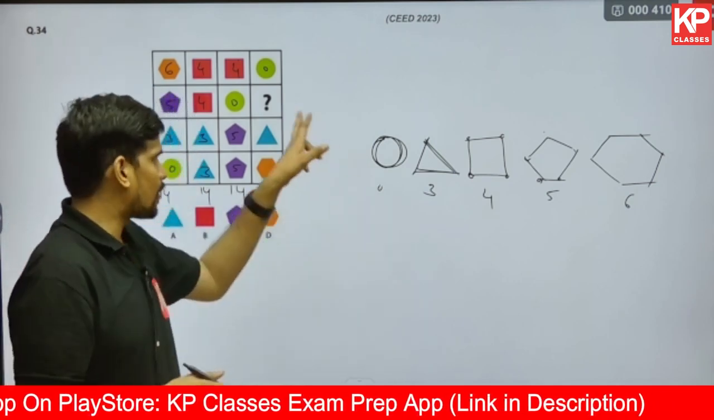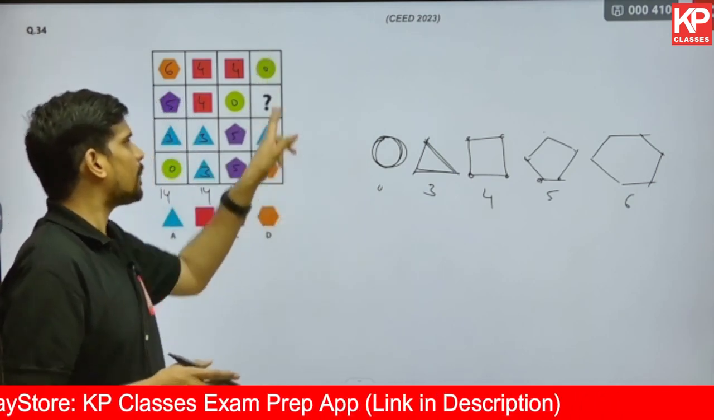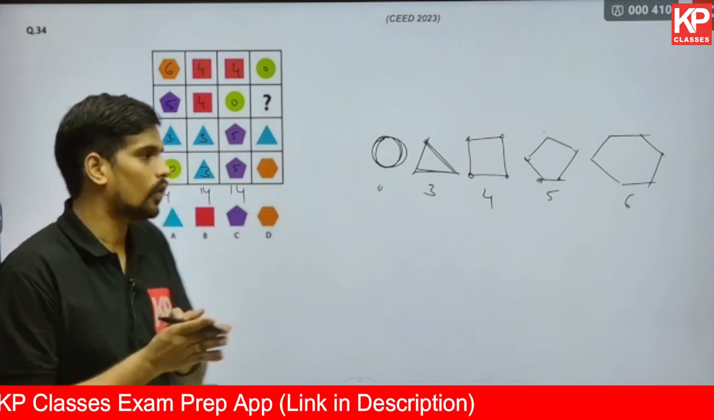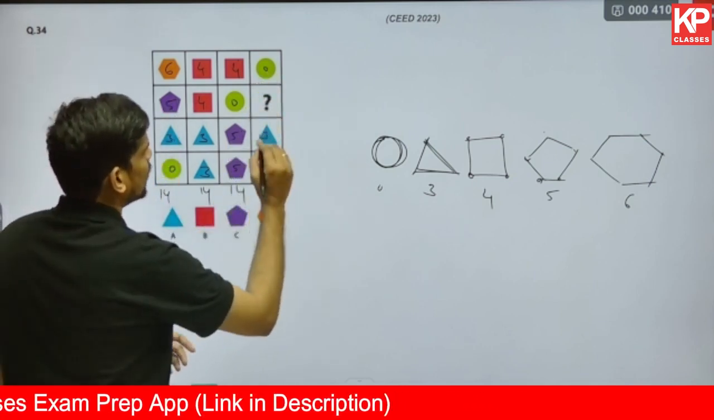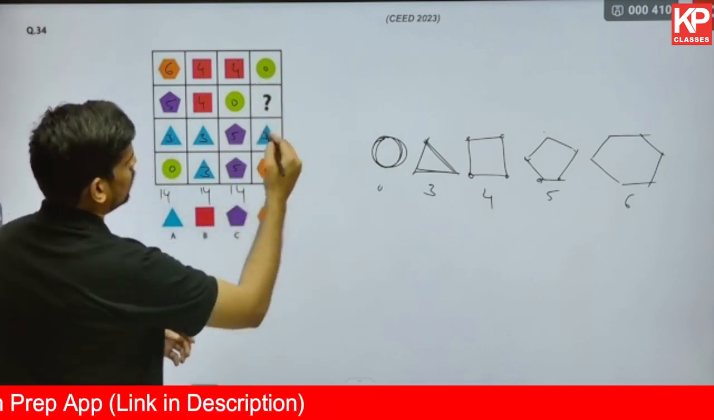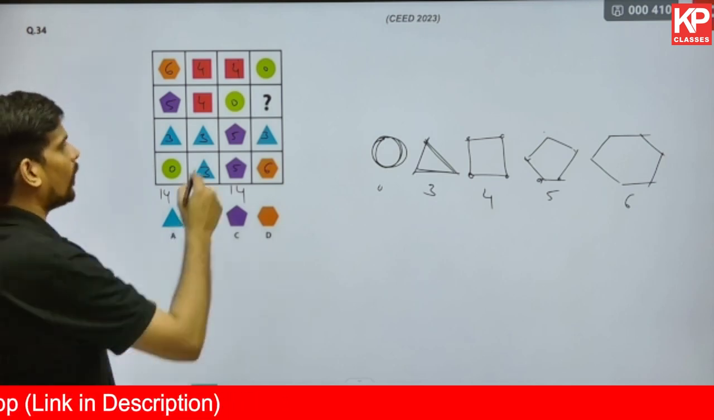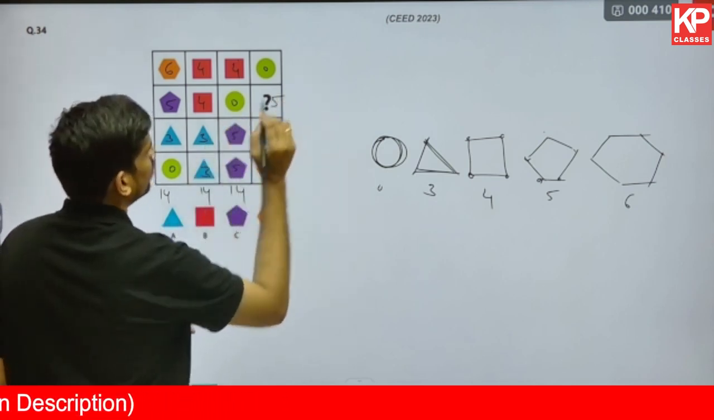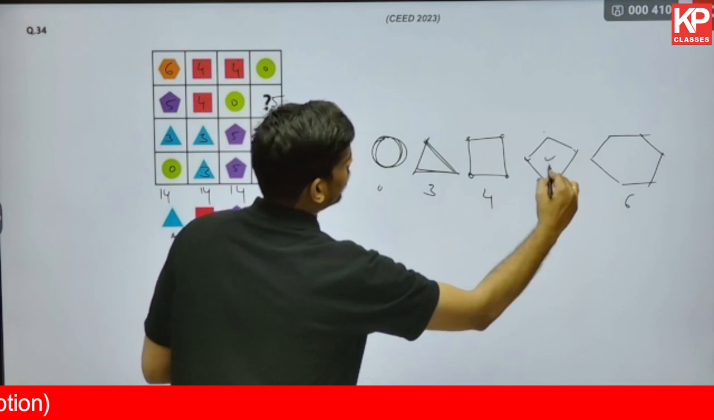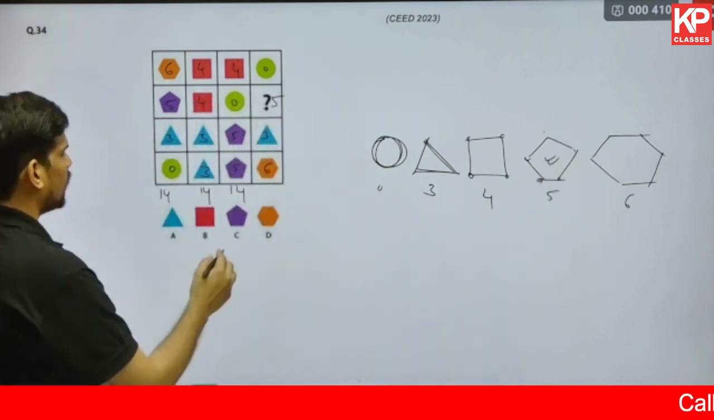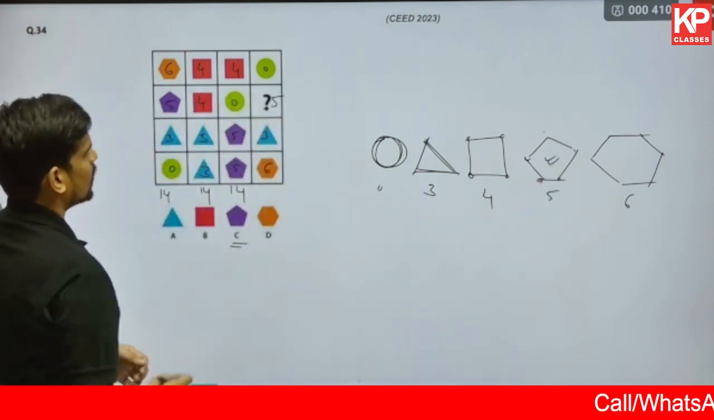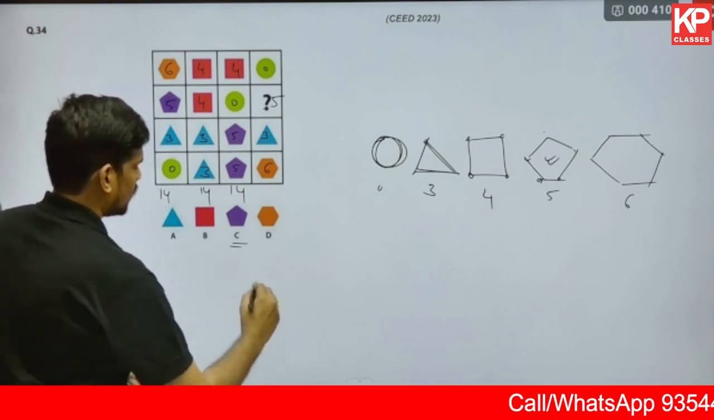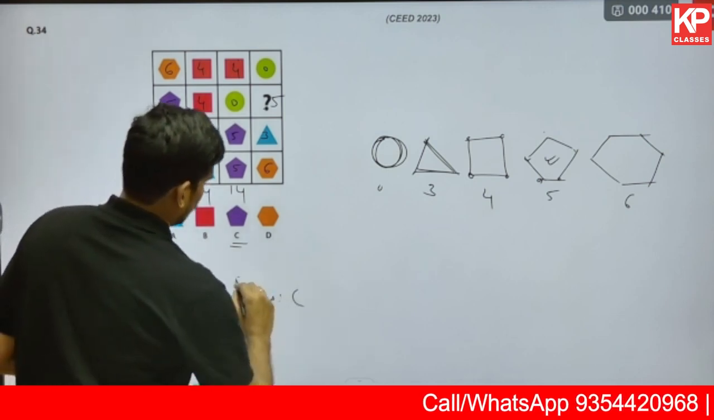So the figure over here should add up the total number of vertices in this column also to 14. Here you have 3 vertices and 6 vertices. So 6 plus 3 is 9. So the figure over here should have 5 vertices. 5 vertices is basically a pentagon. So the answer for this has to be option C. So the answer has to be pentagon.